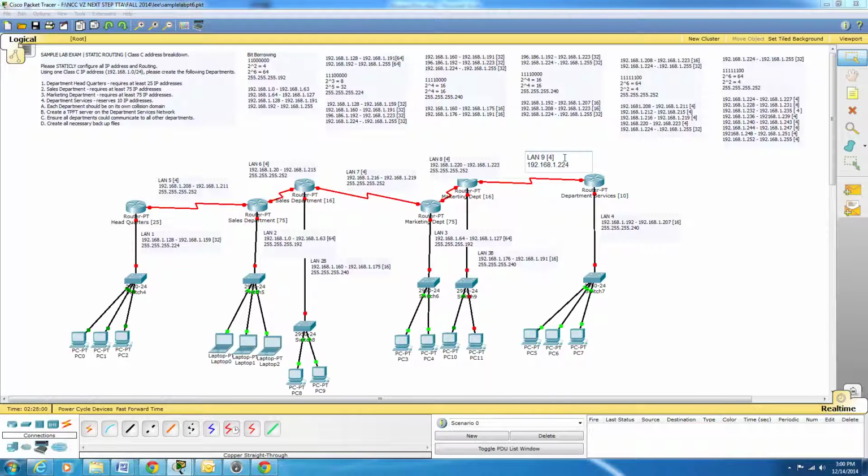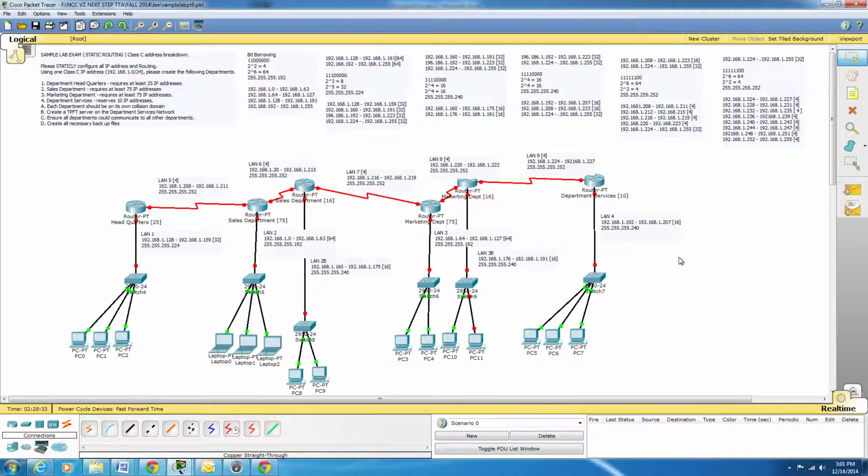So 192.168.1.224, and that goes to 192.168.1.227, which gives us a block of 4, and the subnet mask is 255.255.255.252. Enter. And there we have it. We have all our IP addresses nicely assigned to all our segments.